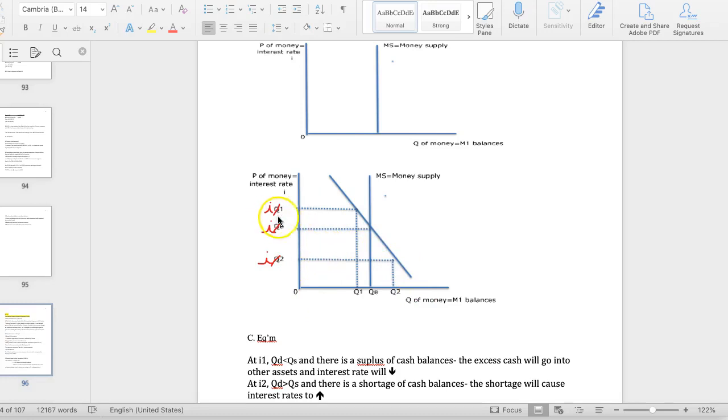So we've got the interest rate here. For example, if the interest rate is way up here, the quantity demanded of money is lower, meaning that I don't want the money in my pocket. I'm going to put it in the bank. As the interest rate drops, you can see that the quantity demanded of money goes up and up. Right here is the equilibrium point. So this would be the equilibrium demand of money.